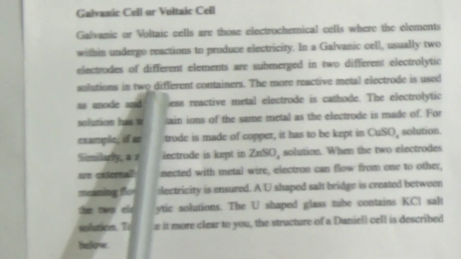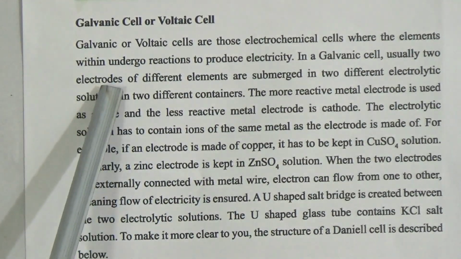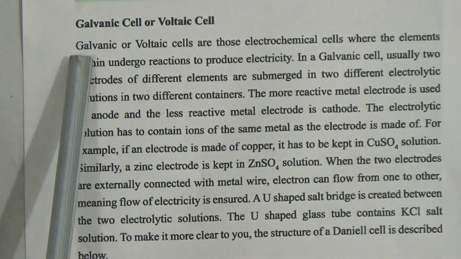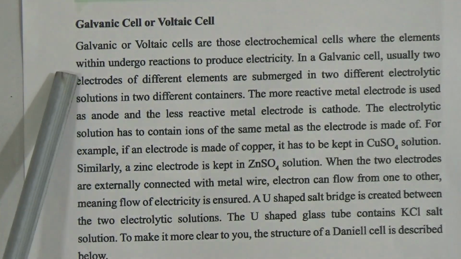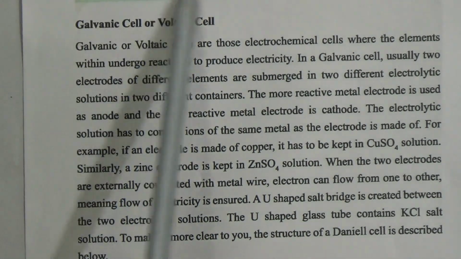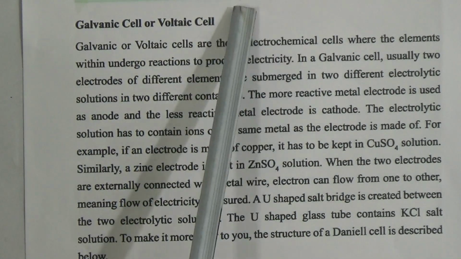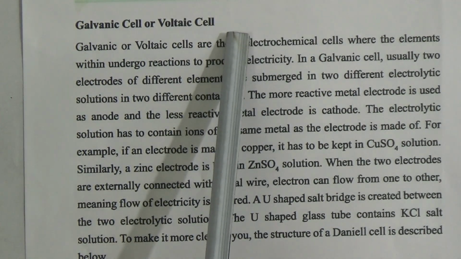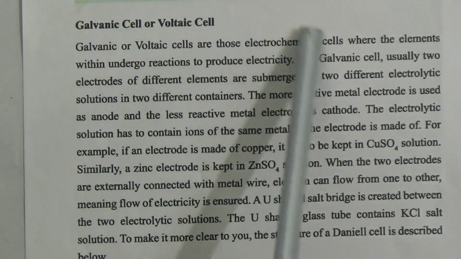That means in our previous part we discussed the electrolytic cell, where we have to provide electricity from an outside source or a battery. Here, in the electrochemical cell, they produce electricity through chemical reaction.